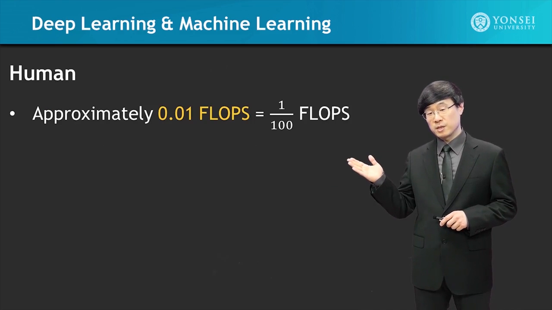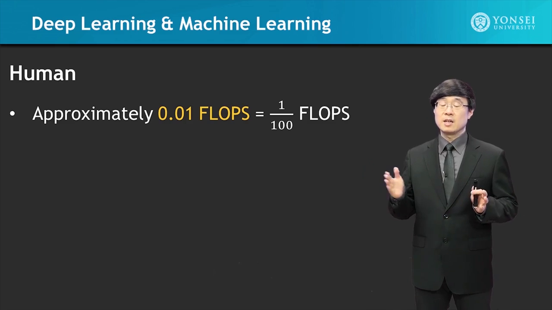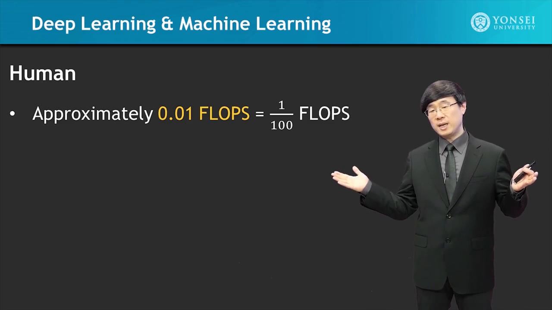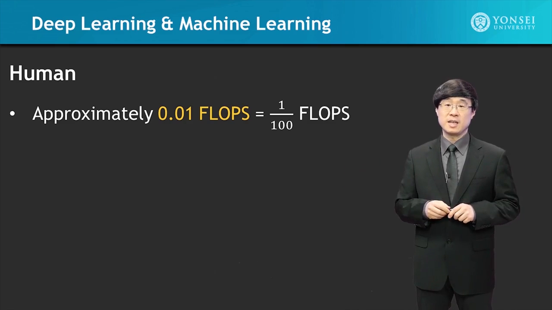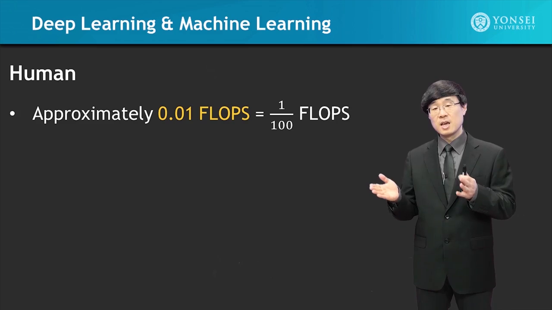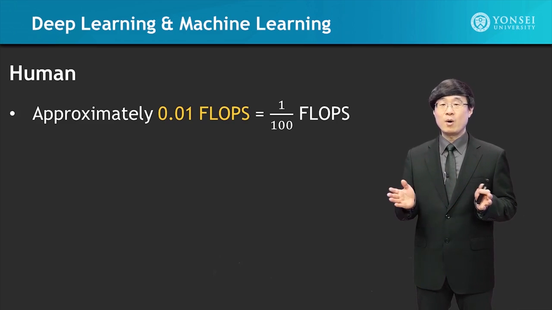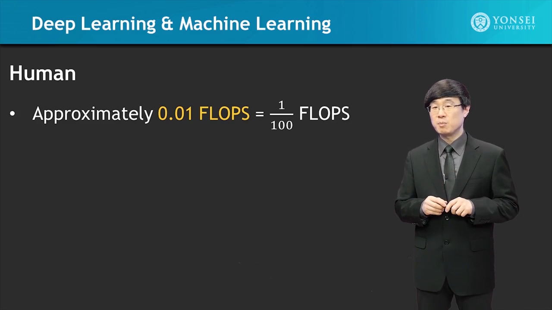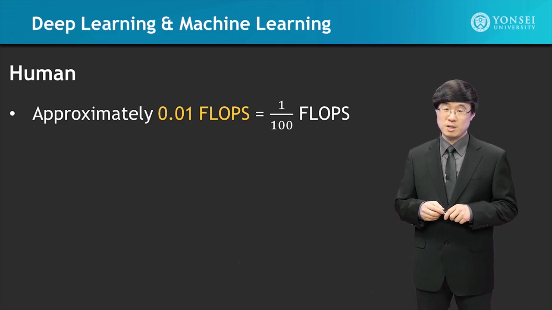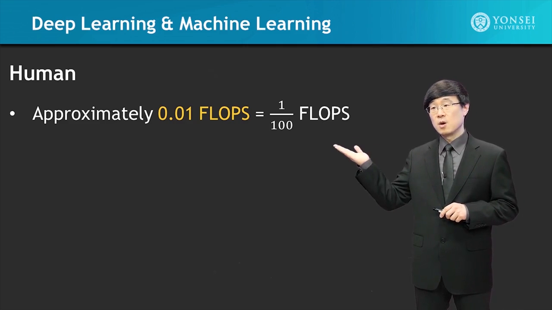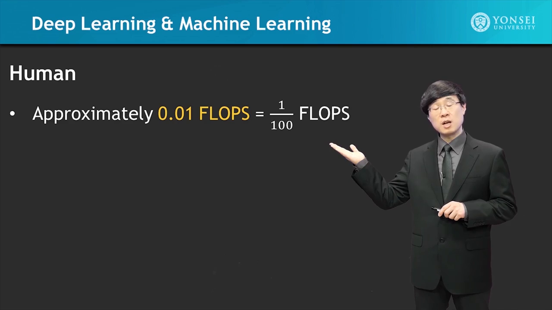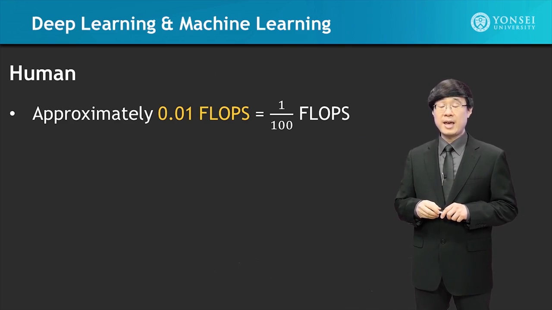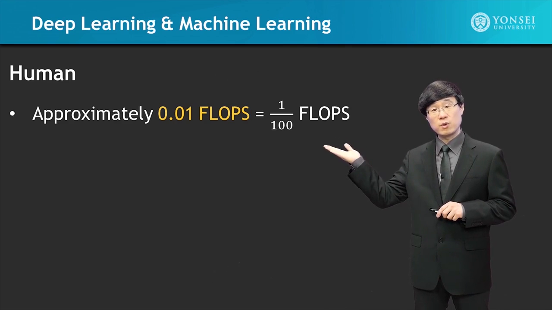Next, we'll make some comparisons, and we'll start with a human. And the human being is capable of so many complex and diverse things. It's impossible to characterize it in pure computation numbers. However, to simplify the overall capability of a human being into some simple numbers, that's what I'll try to do here, and then compare those numbers with other systems, advanced systems. First, when it comes to FLOPS, a human is approximately capable of 0.01 FLOPS. And that means that it is 1 over 100 FLOPS.